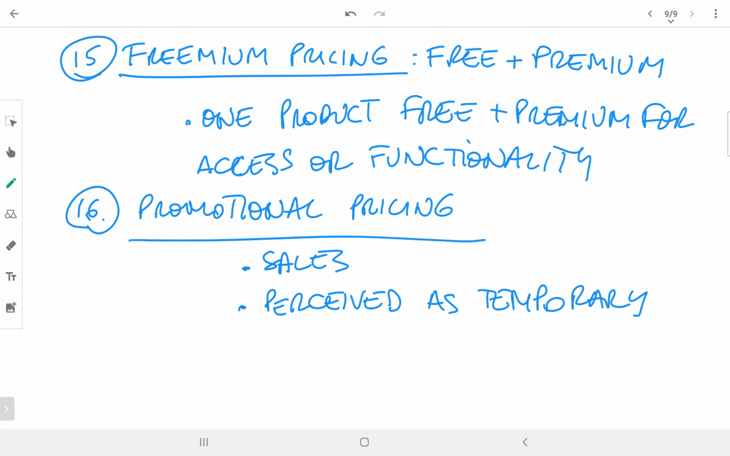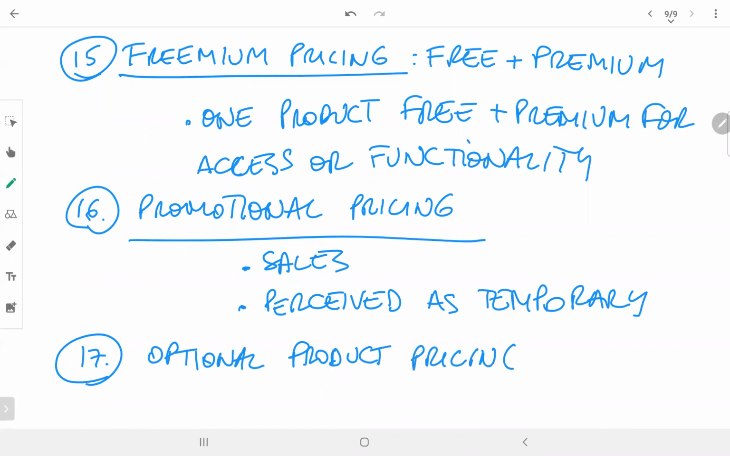Now we get to number 17. Number 17 is optional product pricing. And this is when you can understand this immediately. There is one of the low-cost airlines in Europe. The most famous one is called Ryanair.